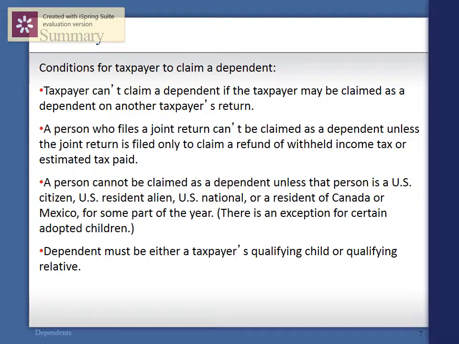A dependent must be either a qualifying child or a qualifying relative. So the dependent must meet one of these two tests in order to be claimed as a dependent.